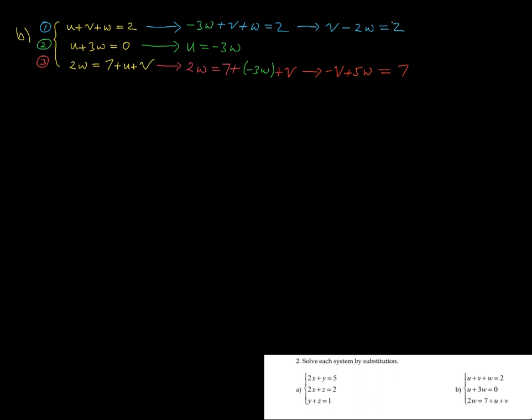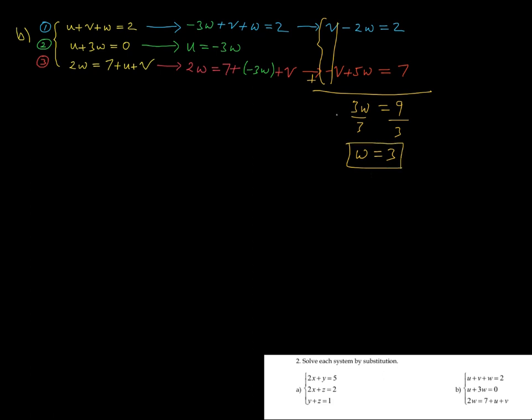Okay, now notice for this resulting system, the v's are equal but opposite. So if I go ahead and add now, they're going to drop out, and I'm going to wind up with 3w here. And then on the right, 2 and 7 is 9. All right, so this gives us the value of w, which is nice. w is 3.